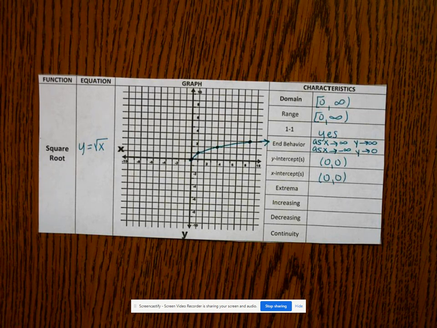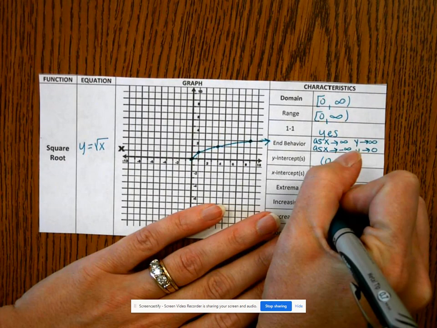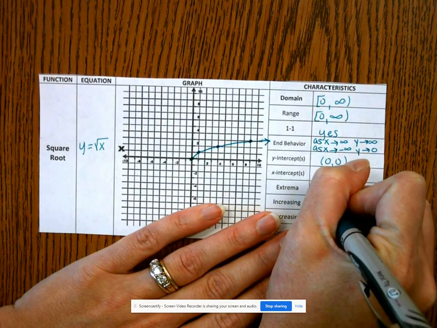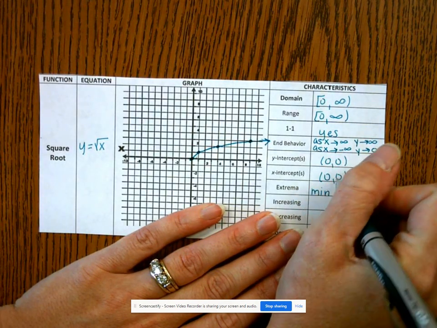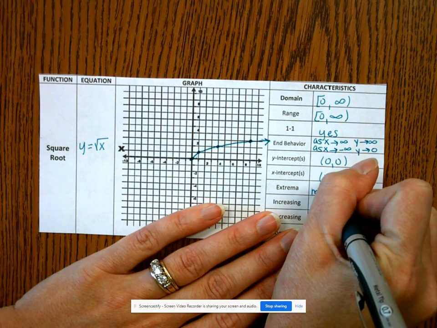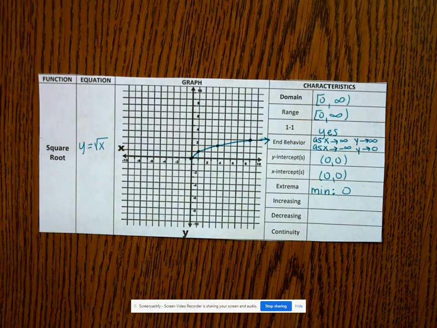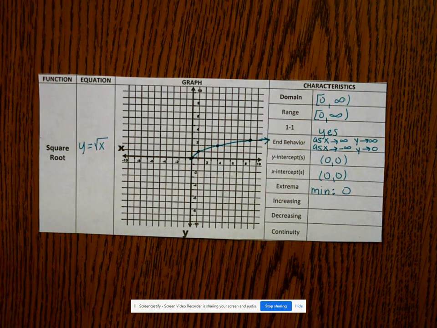For extrema, we're going to have a minimum value for the function. The smallest value the function can have is 0. And you can write that as an ordered pair or as a value. I just wrote it as a value of 0. I think I did in class as ordered pairs. It really is either way.